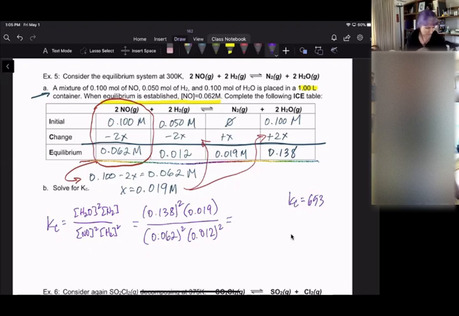Professor, does it matter if the values are in the correct order? And by that I mean for like the numerator, you have H2O squared N2, and I have it the other way. Does that make a difference? No, it doesn't, because it's all multiplication, so the order doesn't matter. And then I got 653.